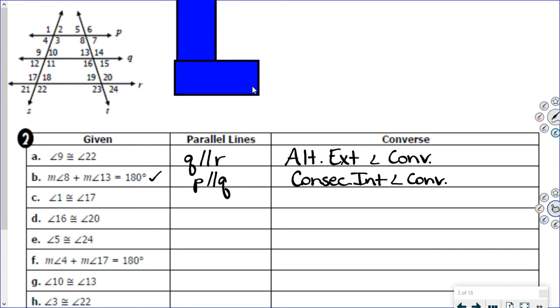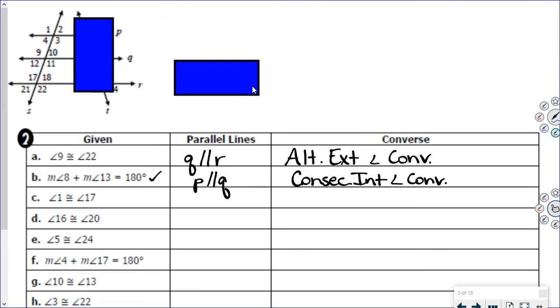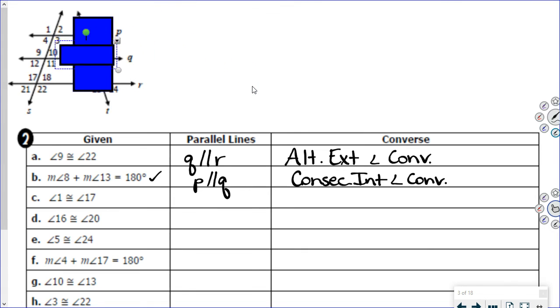If we are looking at 1 and 17, this one's a little bit different, because they're both on the left, but we have one on the top and one on the bottom. We can still cover up that middle part. And if we look at 1 and 17, they are both in the upper left-hand corner of this intersection, meaning that they are corresponding angles.